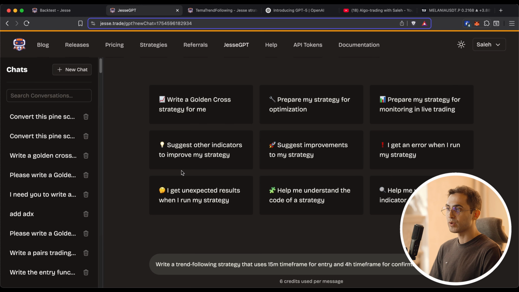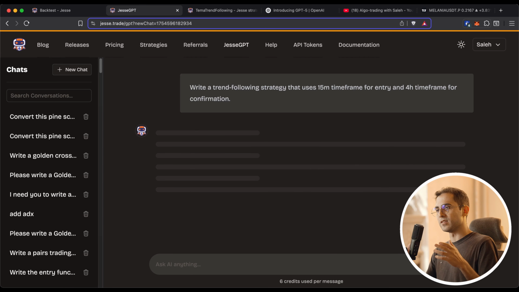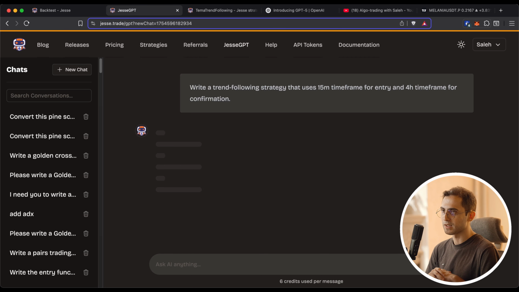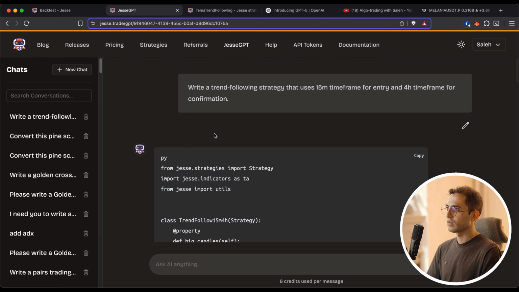All right, next, write a trend following strategy that uses 15 minutes time frame for entry and 4 hours time frame for confirmation. I believe GPT-5 mini should also nail this one, so I don't think we even need the bigger model. In fact, this model seems to be so good that I'm going to set this as a default model for new users because not only is it cheap, it's also really great and really fast. All right, so let's copy the whole thing.